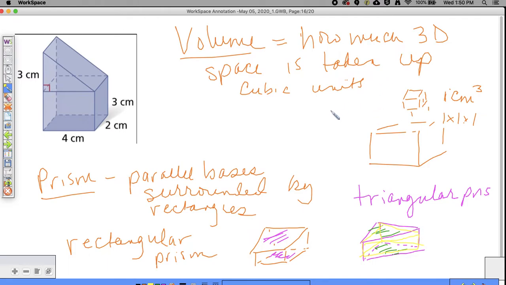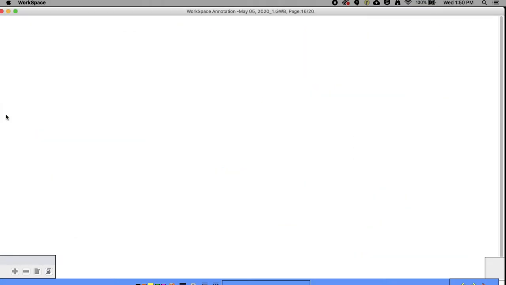So now what I'm trying to tell you is that this is called a triangular prism. And hold on a second. I think I'm going to add to this real quick. I'm going to add a thing here.